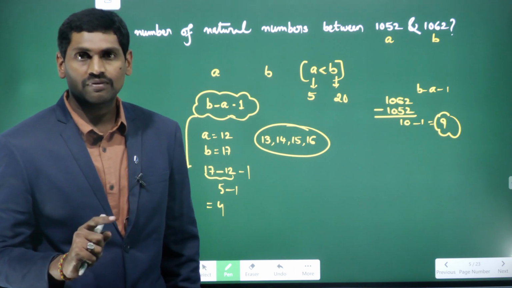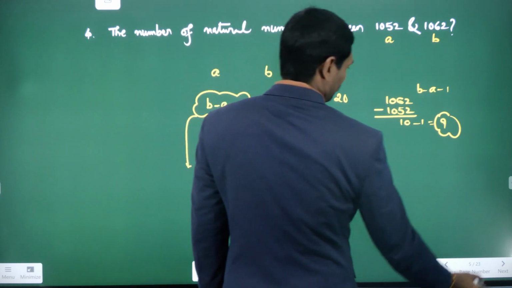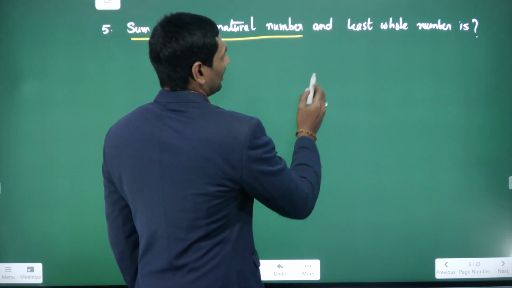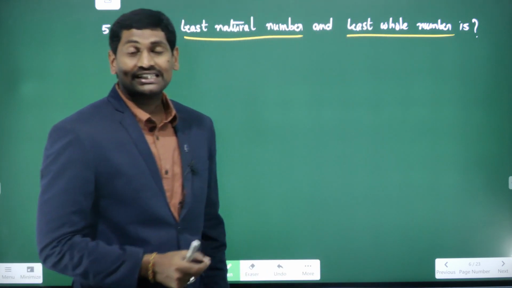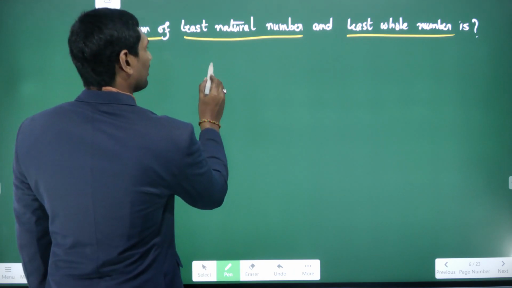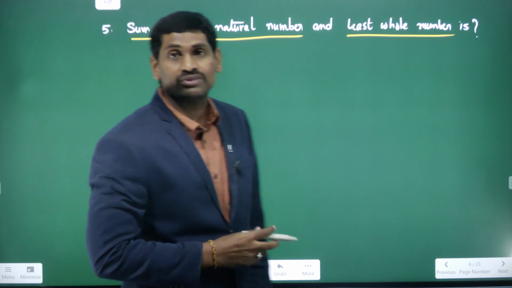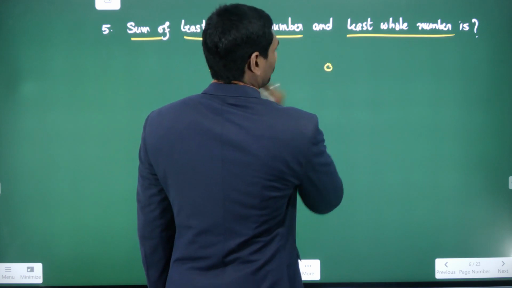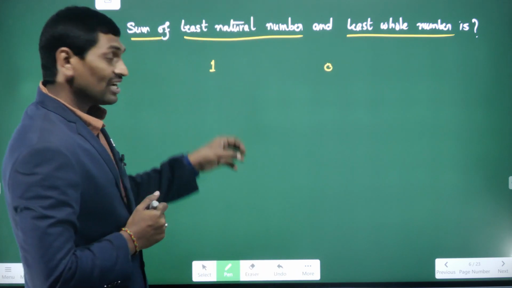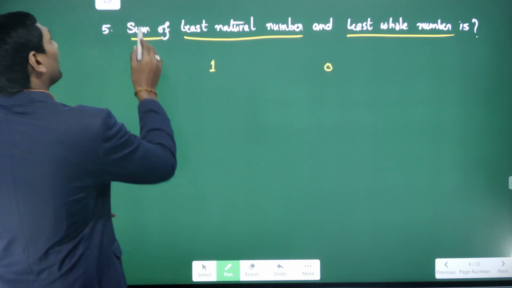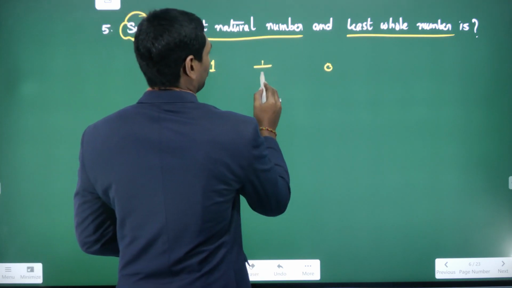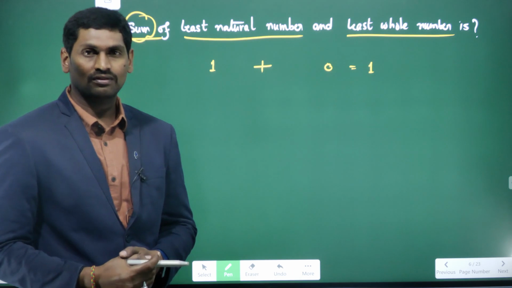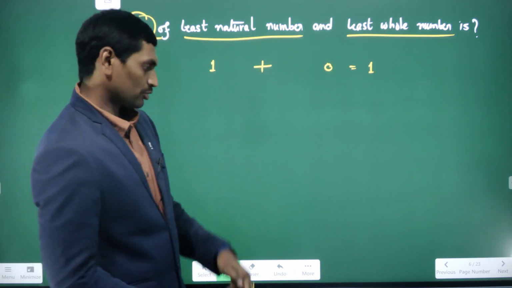Okay. Let us move on to the next problem. The sum of the least natural number and the least whole number. What is the least natural number? The least natural number is 1, because natural numbers are counting numbers, and we start counting from 1. And the least whole number is 0. You are asking about the sum. Sum means plus. So 1 plus 0 is 1. Okay. Let us move on to the next question.